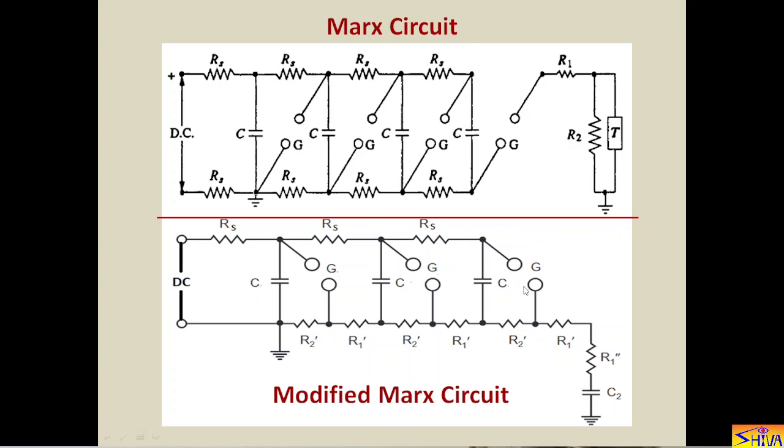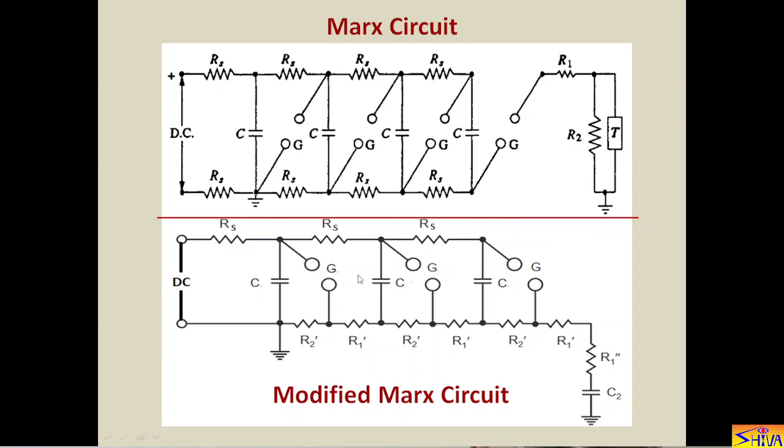The fourth component is the spark gap. The spark gap is shown by G. This is the spark gap for the modified circuit. The fifth component is the triggering arrangement. The triggering arrangement is separate and is not shown in both of the circuits. It is required to trigger the first spark gap.